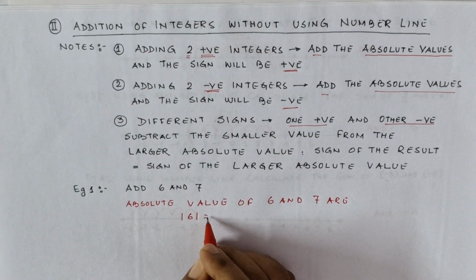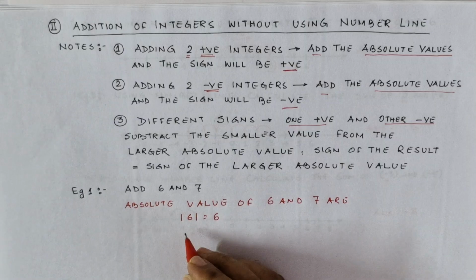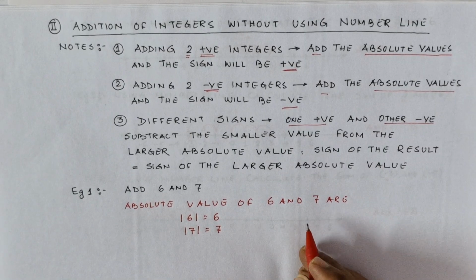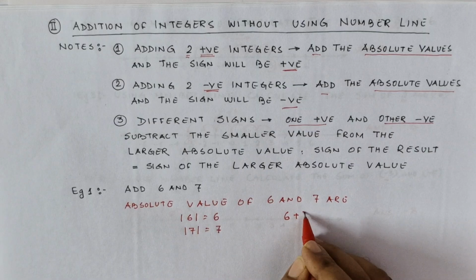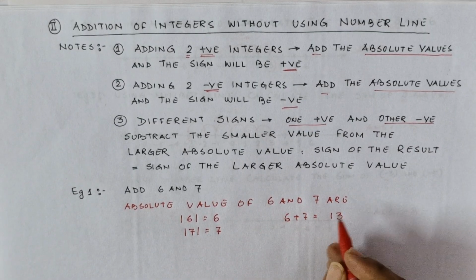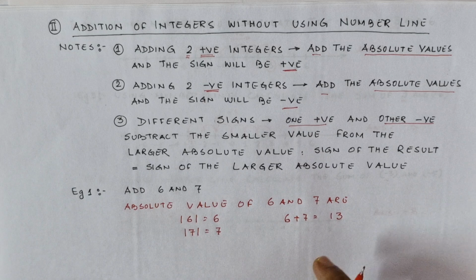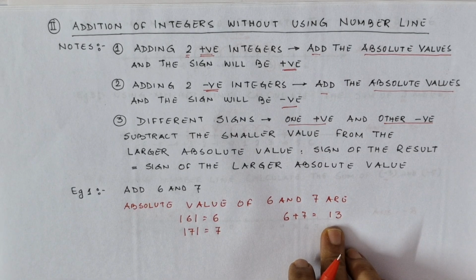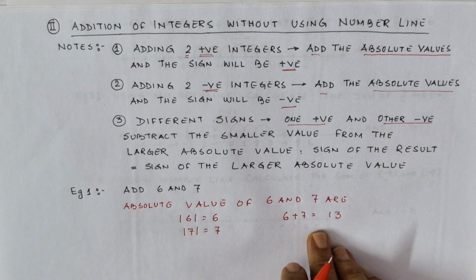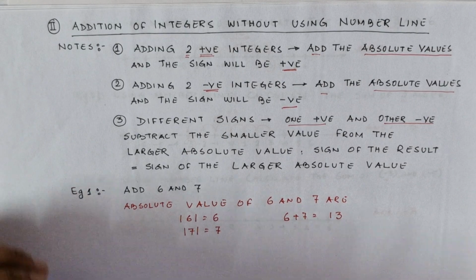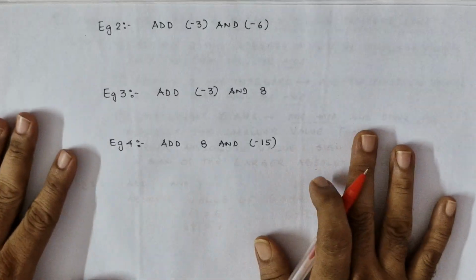So the absolute value will be 6, and for 7 it will be 7, right? So we need to add them up. 6 plus 7 will be 13. As both are positive, we'll use a positive sign. If we are not using any sign, by default it is understood to have a positive sign. Got it? So this is the first case. Let's go and see the second, third and fourth cases.